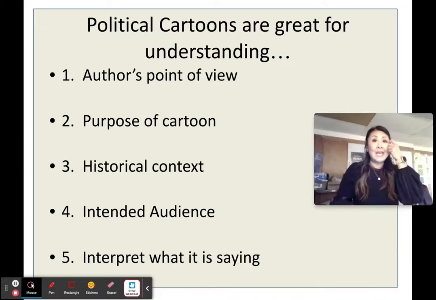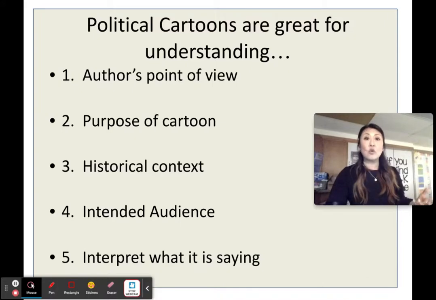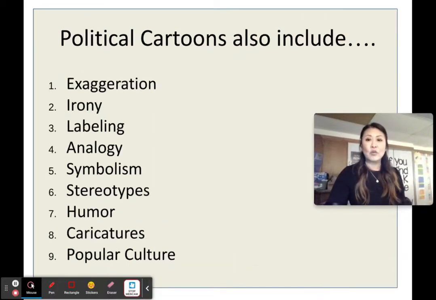I will tell you, as a kid, I never really understood it because I wasn't paying attention to current events. But as an adult, I'm getting it, right? So let's see if we can stretch our knowledge in terms of historical content and political current events to understand political cartooning. Some other really great aspects about studying a political cartoon are these skills and strategies.